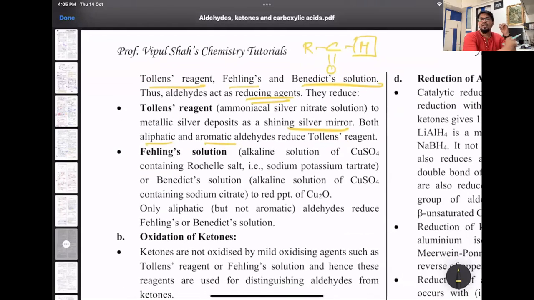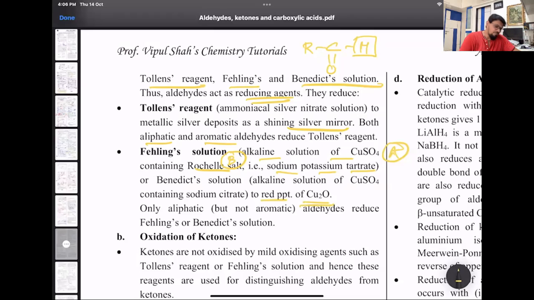Then is Fehling solution. In the lab, you will see two solutions, Fehling solution A and Fehling solution B. Fehling solution A is alkaline copper sulfate and Fehling solution B is Rochelle salt, which we call sodium potassium tartrate. The two are mixed together. When you add an aldehyde, the aldehyde gets oxidized to its acid, which ionizes to give its respective salt: acetic acid will give acetate, propionic acid will give propionate, because weak acids will ionize. And Fehling solution gets reduced to a red precipitate of cuprous oxide.